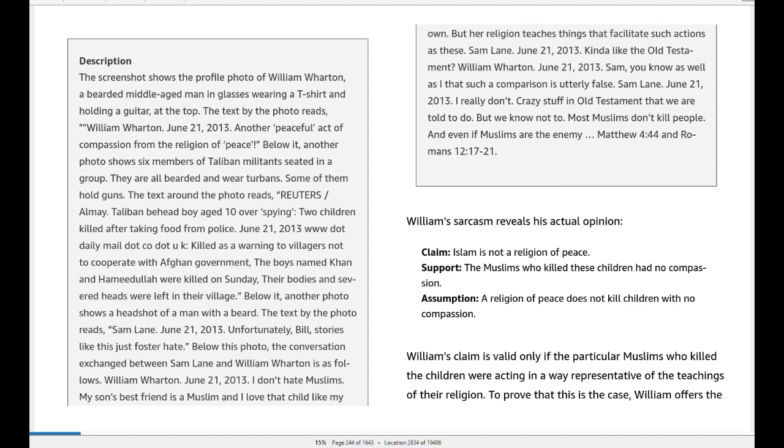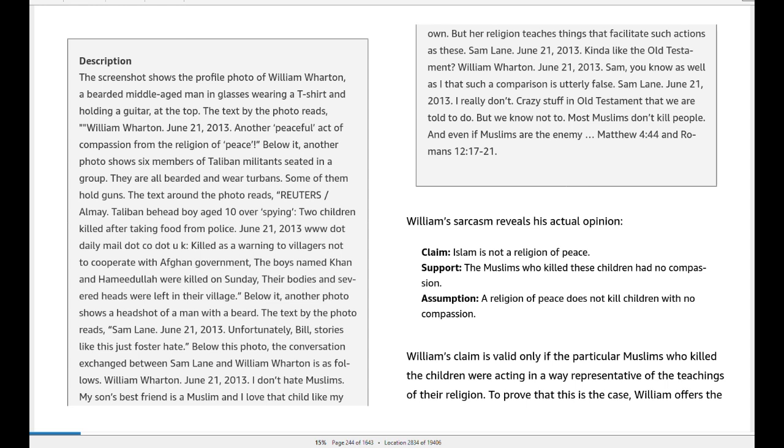Below it, another photo shows a headshot of a man with a beard. The text by the photo reads, Sam Lane, June 21, 2013. Unfortunately, Bill, stories like this just foster hate. Below this photo, the conversation exchanged between Sam Lane and William Wharton is as follows. William Wharton, June 21, 2013. I don't hate Muslims. My son's best friend is a Muslim and I love that child like my own. But her religion teaches things that facilitate such actions as these.